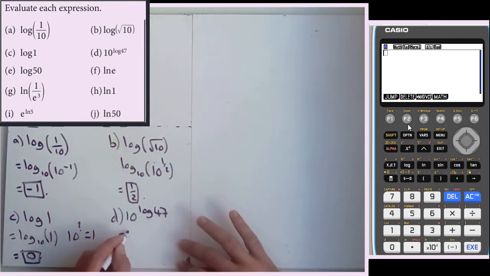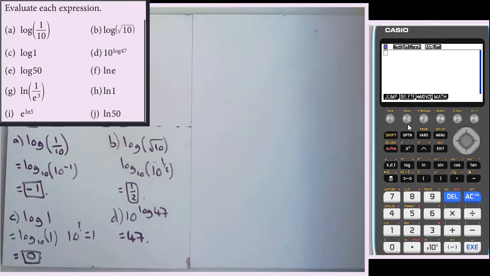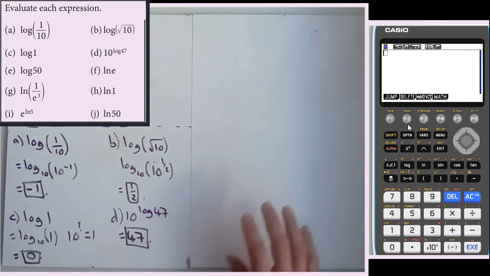So the answer is just 47, because it's what power must I raise 10 to in order to get 47, and then you actually raise 10 to that power. So it does get you to 47 if you do that exact thing.